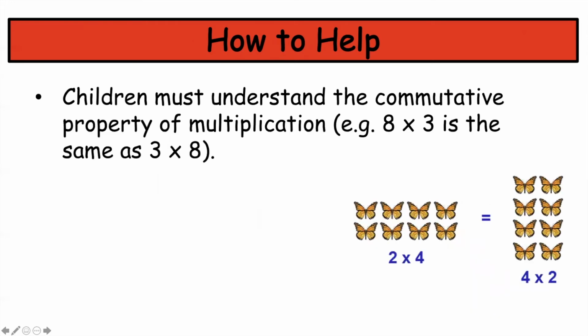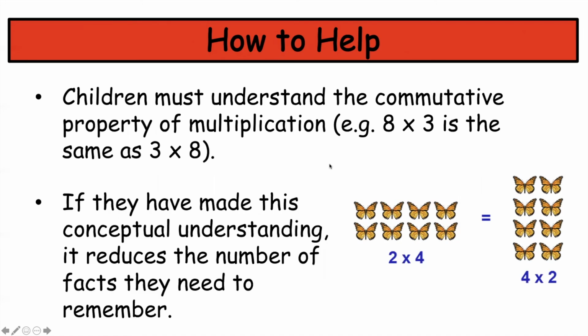Another really important thing is to help your child understand that, for example, 8 times 3 is the same as 3 times 8. That's called the commutative property of multiplication, but they don't need to know that jargon. It's just so often we come across children that will say, if we ask them what 8 times 3 is, they'll say, I don't know my 8s. But then if you turn it the other way around and say 3 times 8, they say, oh yeah, I know my 3s. So if they understand those sort of opposite facts, then they'll have less multiplication number facts that they need to remember.